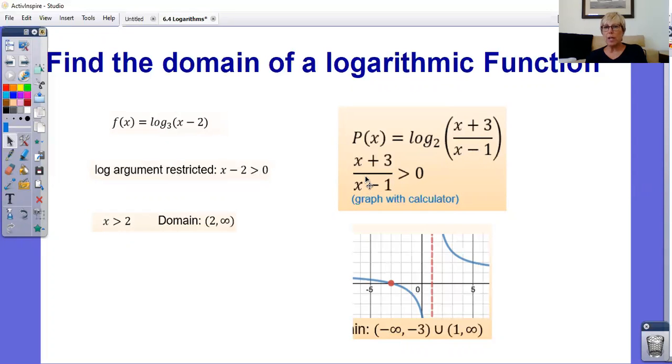So take that argument and set it greater than 0. Since this is a rational function, it's not just some simple linear expression. Just type that into your calculator, and you want to see, from a previous section, where is this function above the x-axis? And I can see it's above the x-axis from -infinity to -3, and it's also above the x-axis on this piece from 1 on to infinity.